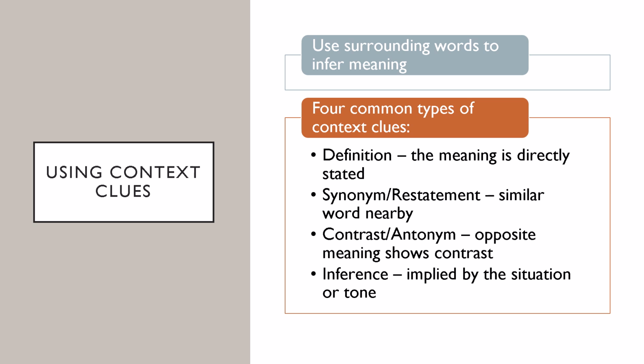The definition clues, this is where an author defines the word directly. We may see a synonym or a restatement clue, which is like restating the meaning in different words. We might see a contrast or an antonym. Those types of clues give us an opposite word to show meaning. And then we have inference clues, where we can make an educated guess based on the situation or the tone of the writing. And these clues are going to help us to decode meaning naturally while we're reading.